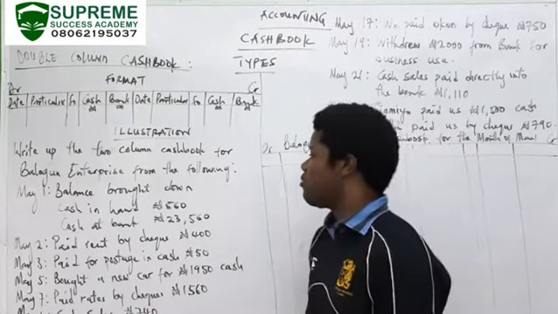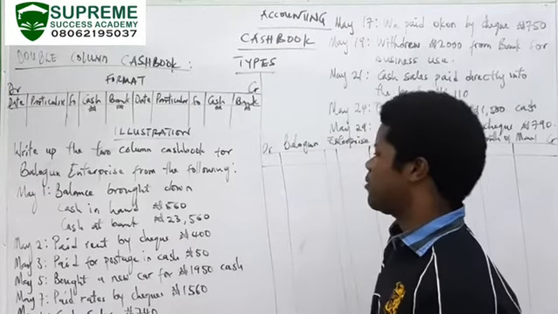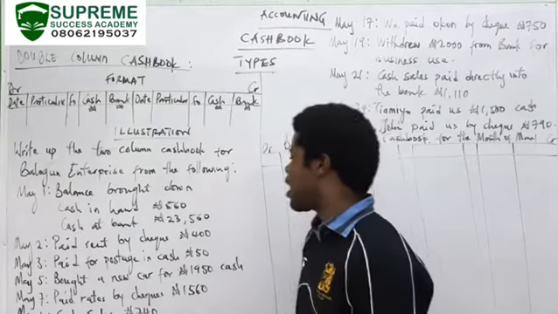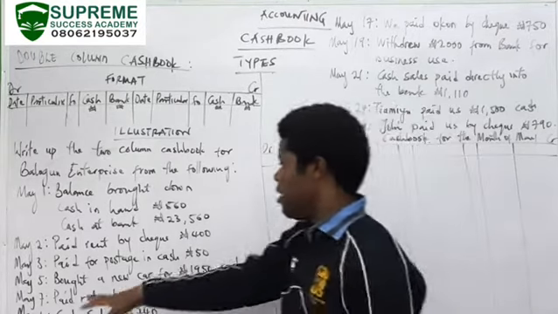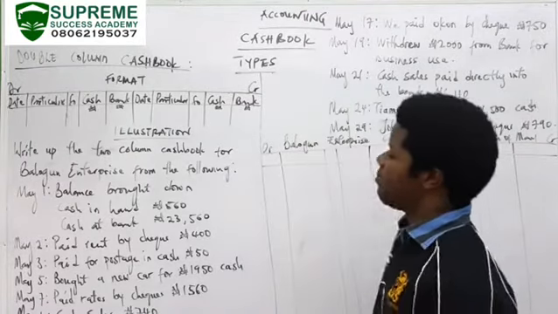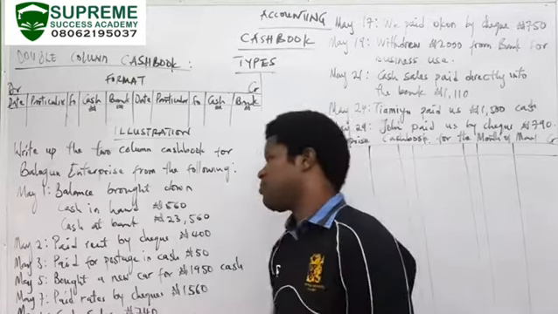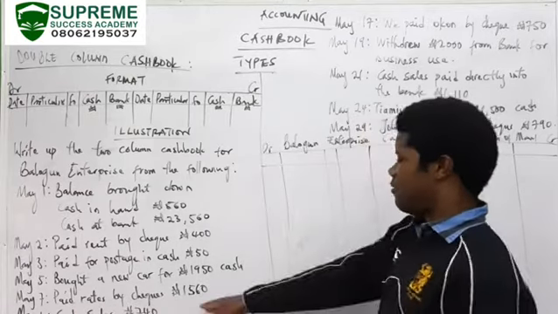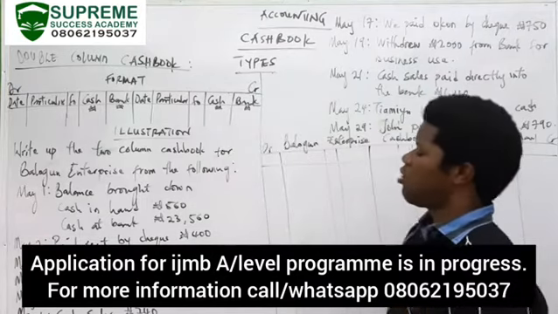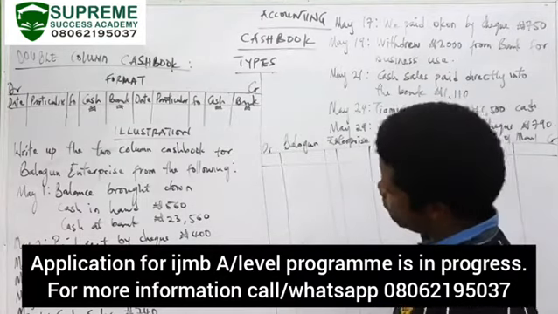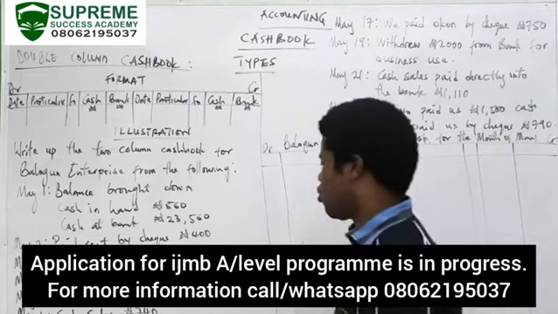On the 3rd of May we have paid for postage, cash, 50 naira. 5th of May, bought a new car for 1,950 cash. 7th May, paid rates by check 1,560. On 10th May, cash sales 740. On 11th May, drawings by proprietor, cash 200.